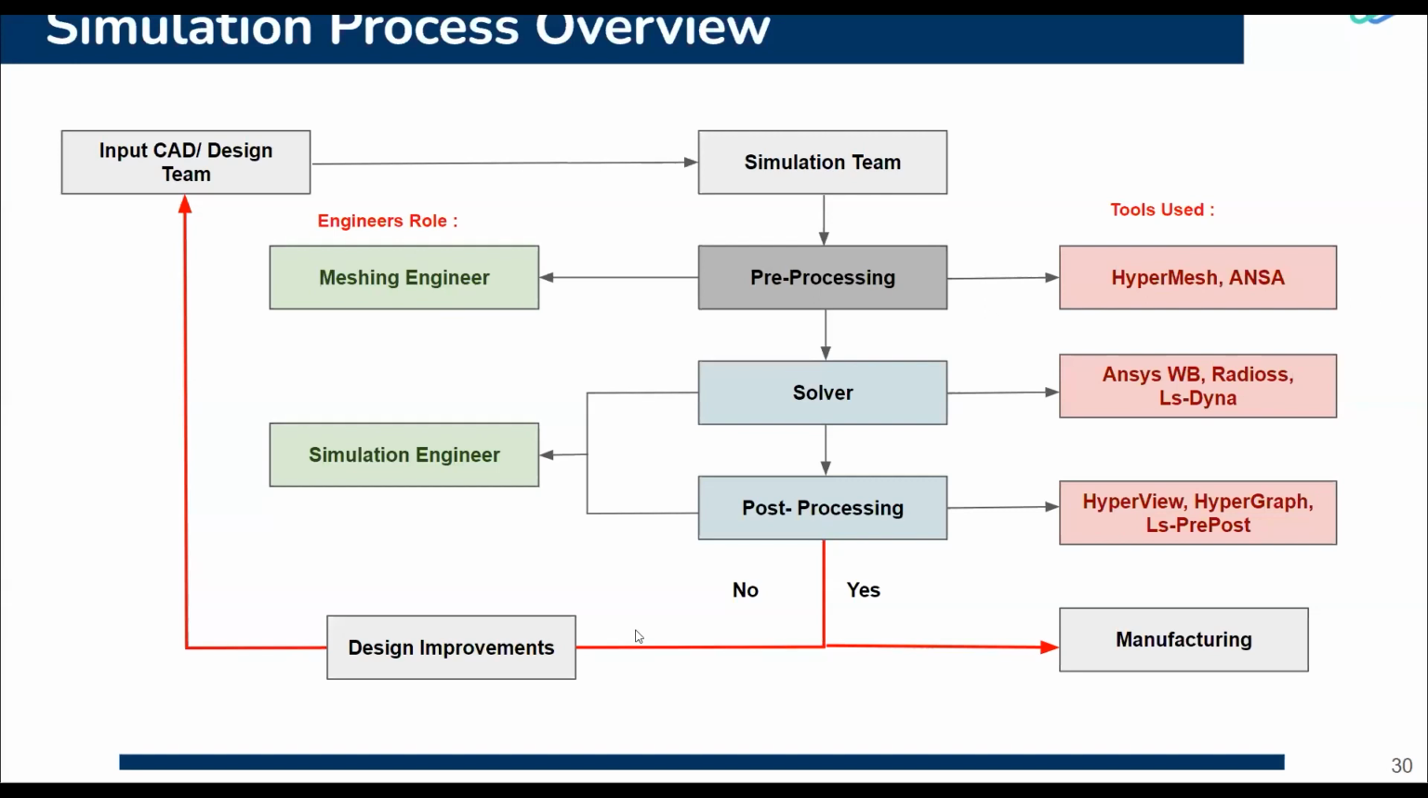If it is no, then they'll do some design improvements. They'll suggest some design improvements, and these design improvements will go to the CAD team. Once they reprocess all the design, the same cycle will repeat again until this becomes yes and it is approved for manufacturing.